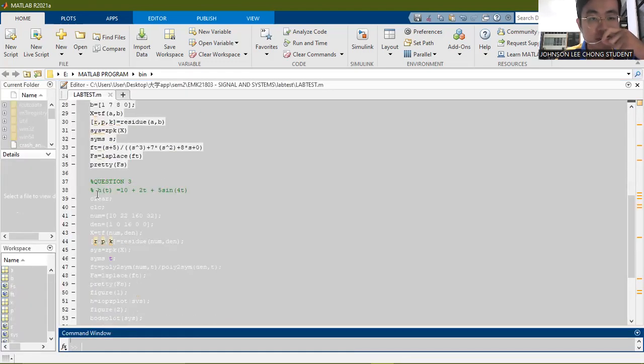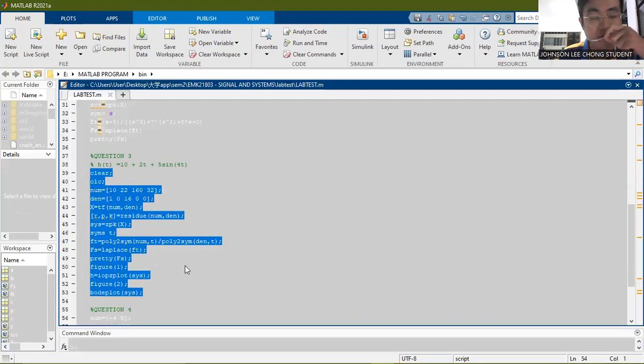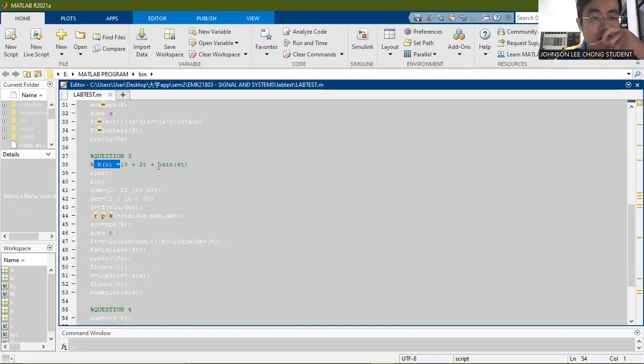So let's continue with question 3. For question 3, it was a little bit confusing for me for a while because I didn't know how to convert this type of formula into the partial fraction. But after I found out the answer, I can use it to define the numerator and the denominator like this. Okay. After that, I also use the transfer function to make my numerator and denominator a transfer function.